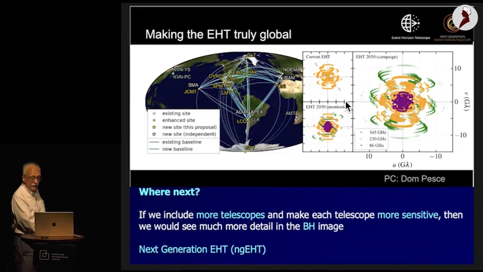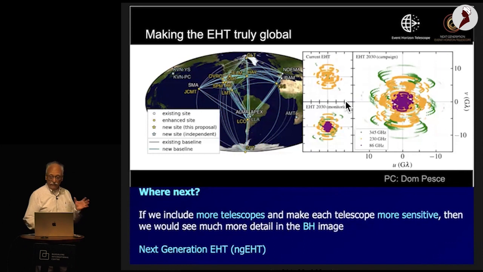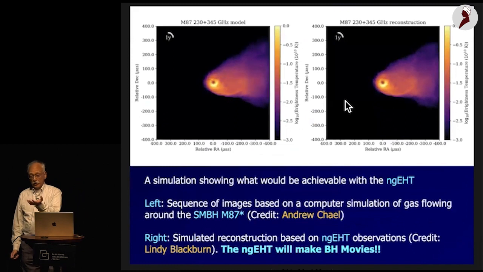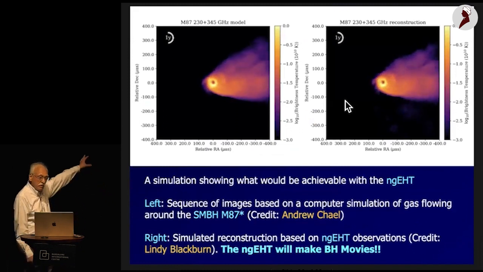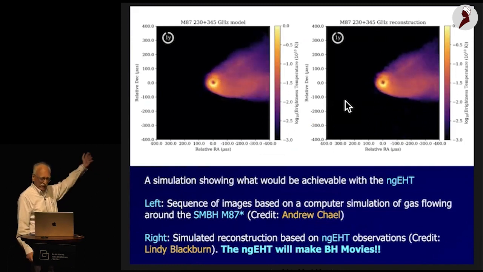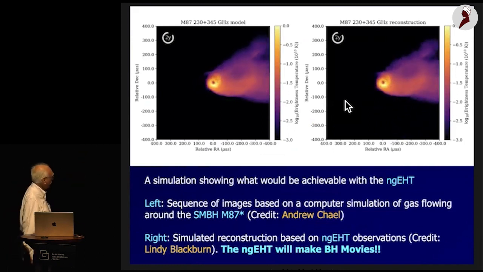And this is a project that's got a name. It's called the Next Generation EHT, NGEHT. And this is being heavily pushed by the collaboration. Hopefully it'll be funded and it'll operate. I'll show you one slide of what this might be capable of doing. What can NGEHT do? No, it hasn't been built, so I can't show you real data, but this is simulated data. Again, Andrew Shale, my ex-student, has created the simulations.